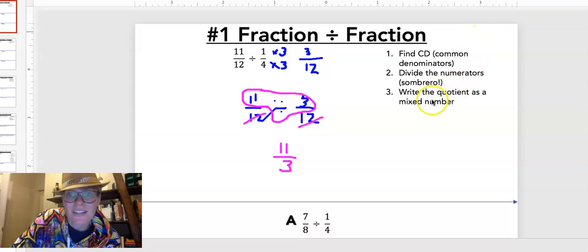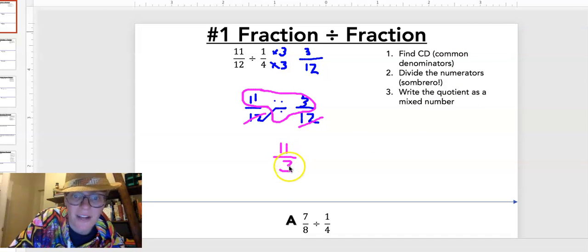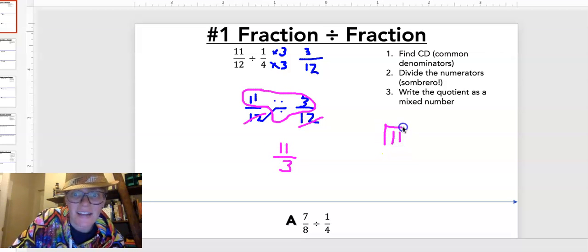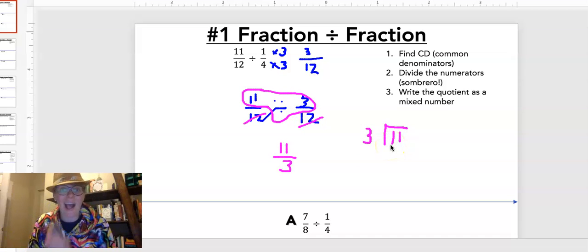Step 3, though, is telling us that we need to write our quotient as a mixed number. So I actually need to do 11 divided by 3. Our first number, second number, first number, second number. When I write it like this, the first number actually goes inside the house. So it's 11 divided by 3. First number divided by second number, first number on top of the second number, first number inside the house divided by 3. This is asking us how many 3s can I take away from 11.